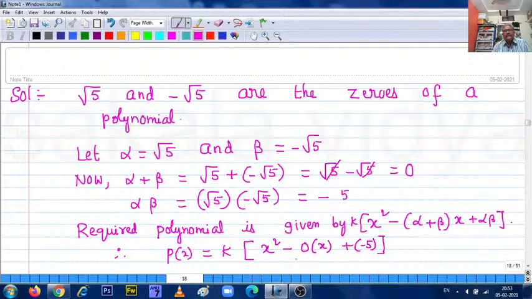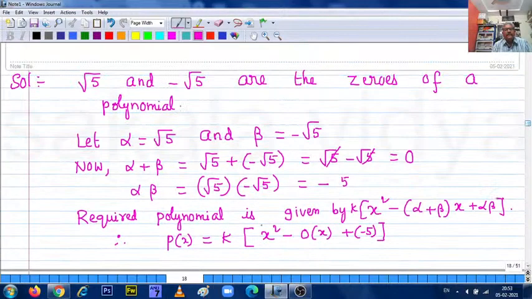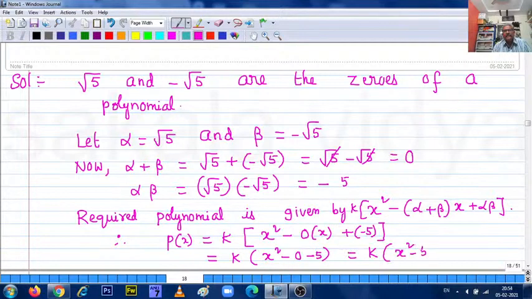So this we can write k times x square minus 0 into x plus minus 5. This is k times x square minus 5. Here k does not equal 0. This condition. This is the answer.